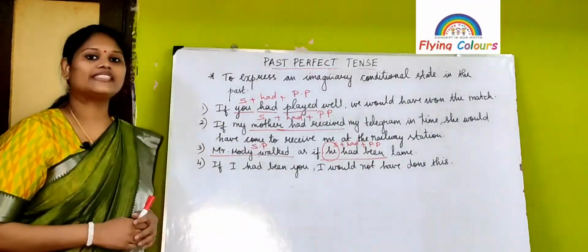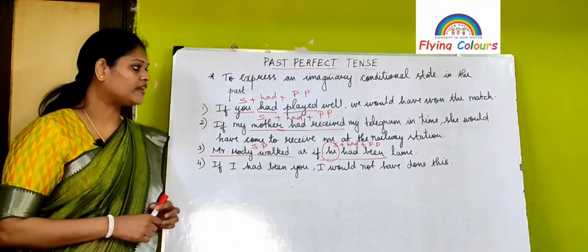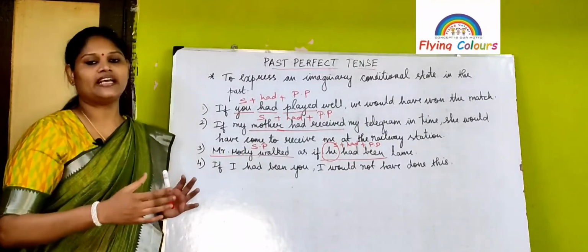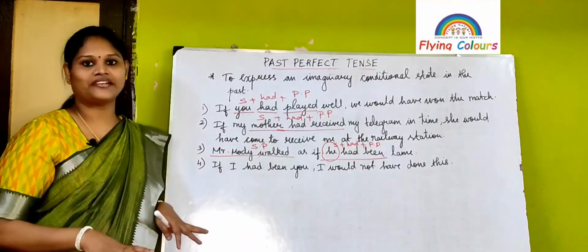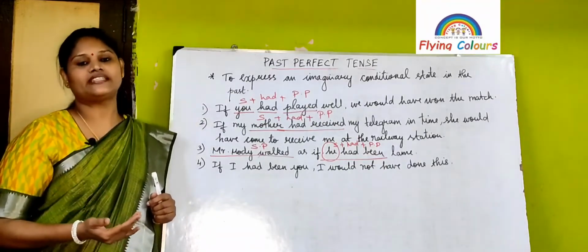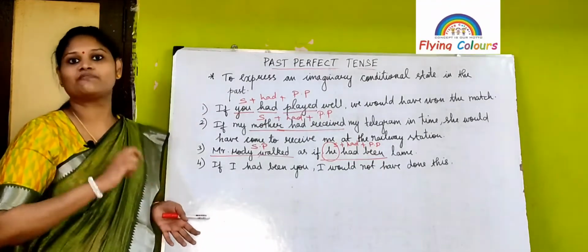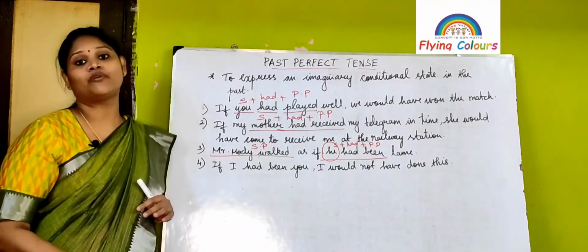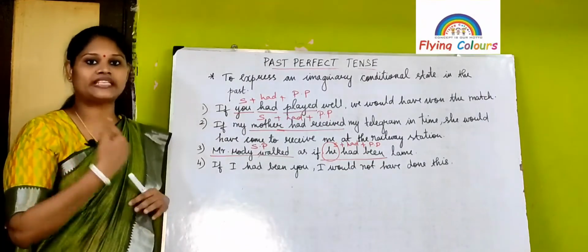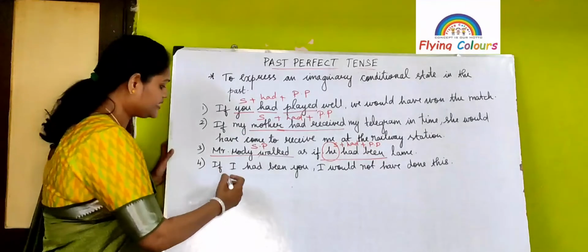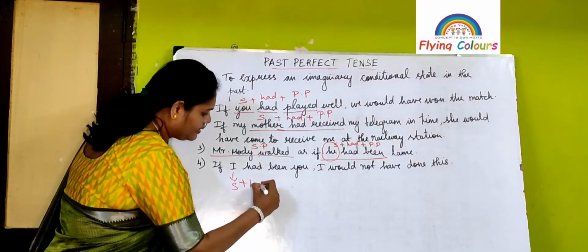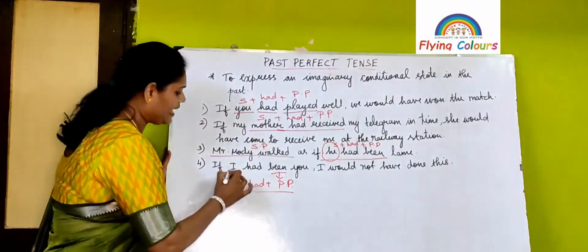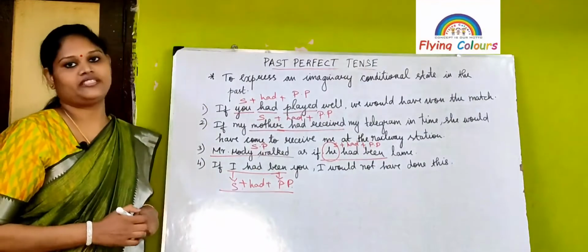One more example. Last sentence. If I had been you, I would not have done this. Here, first of all, this sentence is an imaginary sentence and it is not real. If you see any imaginary sentence, you can come to a conclusion that that is a past perfect tense. Okay. Then find out the past perfect tense with the help of the formula. What is the formula? Subject plus had plus past participle, right? Here subject is I plus had plus been, the past participle, right? So, I had been is the past perfect tense in this sentence.